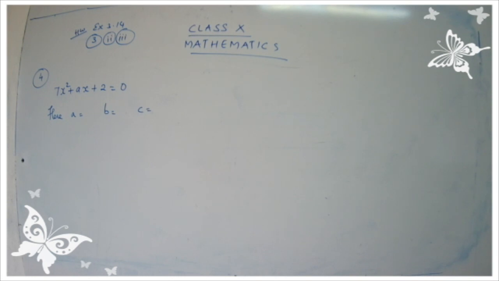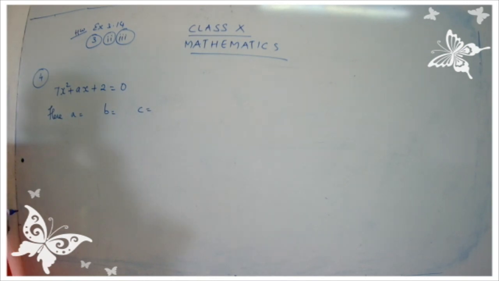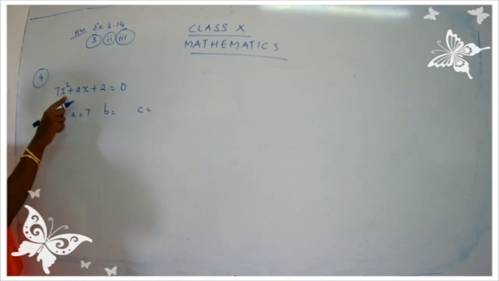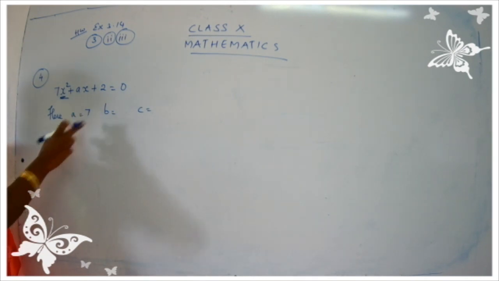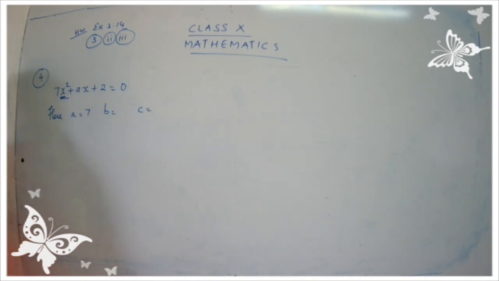So do not waste your time. I hope you have written the value for A, B, C. Check whether you have written it correctly. What is the value for A, children? Yes, 7. Good. How did you get 7? Coefficient of x square. The number that comes with x square. What is the number coming with x square here? Yes, 7.